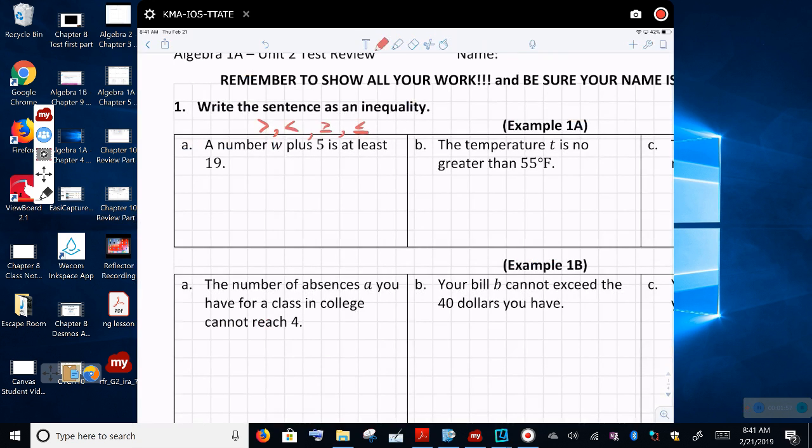So let's look at the first one. A number W plus 5 is at least 19. So I have my 3 parts. Now if you think about our inequality as the left side, the sign, and the right side, then there's 3 parts. How would I represent W plus 5?